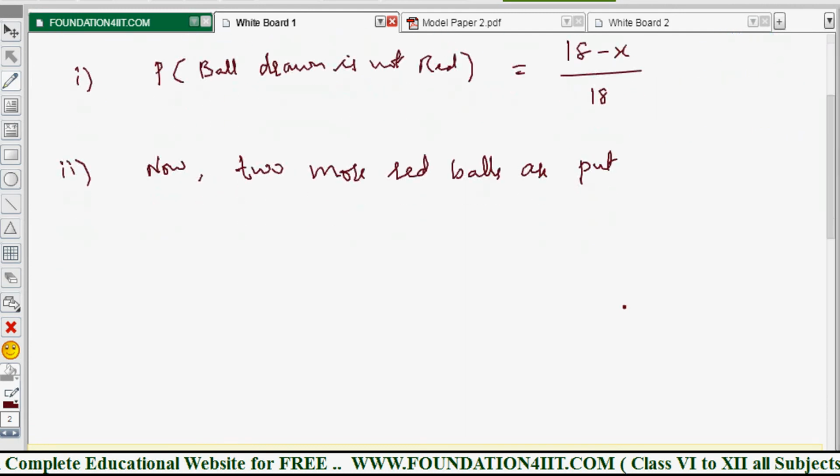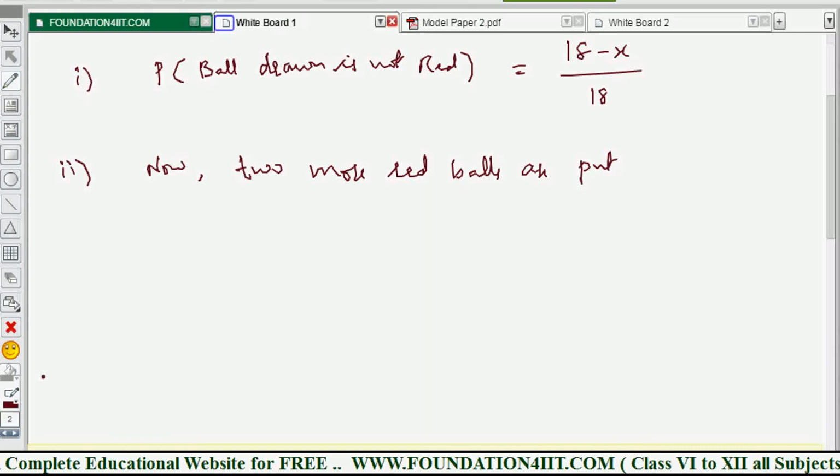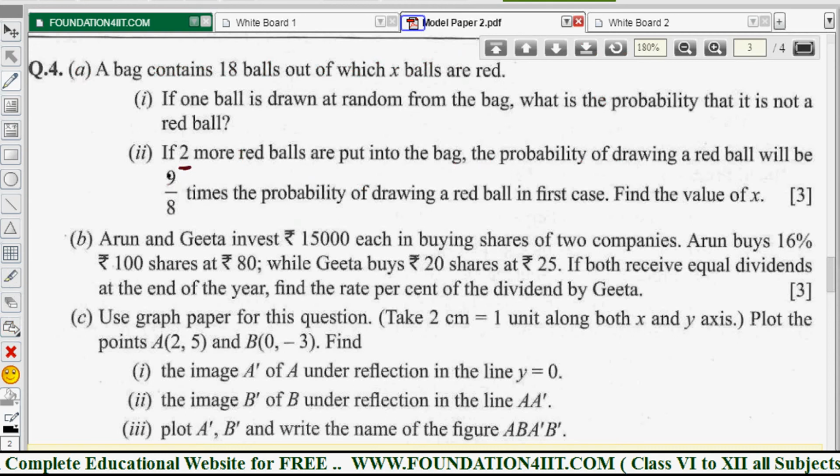Then according to the condition, if you observe, two more red balls are kept in the bag, the probability that a red ball will be drawn is 9 by 8 times. According to the question, the previous number of red balls is x, plus two more they kept, now x plus 2. The total number of balls is 20 because previously it was 18, and two more means the total is 20. Now this probability is equal to 9 by 8 times.